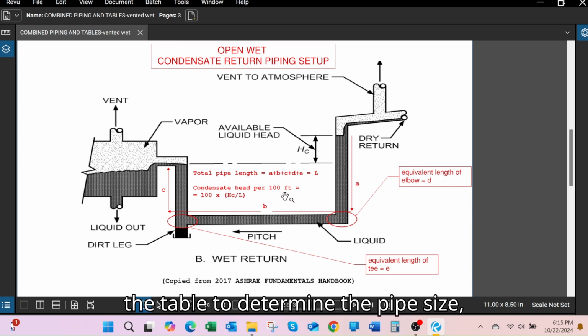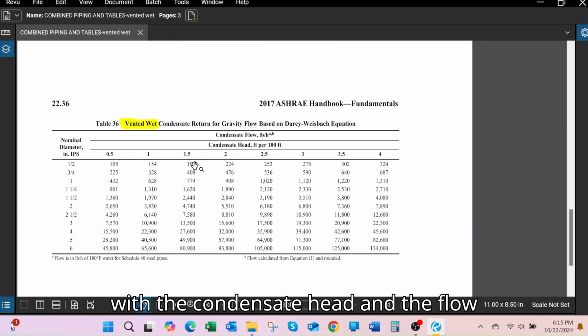For using the table to determine the pipe size, with the condensate head and the flow rate of liquid condensate known, the pipe size is selected in column 1 of the table. For example, for condensate head of 1.5 feet per 100 feet and liquid flow rate of 27,600 pounds per hour, a 4-inch pipe is needed.